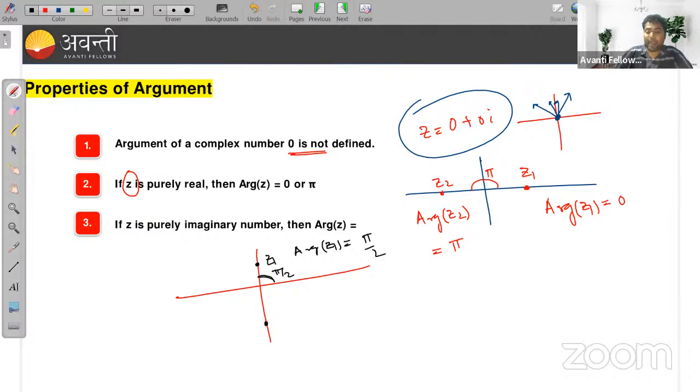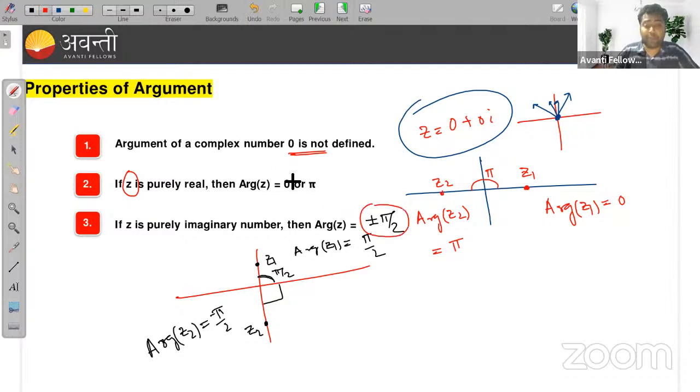So if the complex number is lying on the negative imaginary axis, suppose this is my Z2, what is the angle made by the complex number Z2 with positive x-axis? That is, argument of Z2 becomes minus pi by 2. So remember, when Z is purely imaginary, argument of the complex number is plus or minus pi by 2. And when it is purely real, the argument is 0 or pi. Clear, everyone? Crystal clear? Let me know in the chat box, everyone. Is it clear?